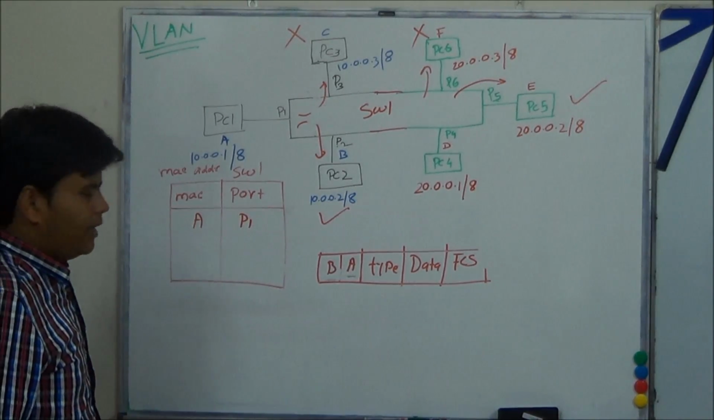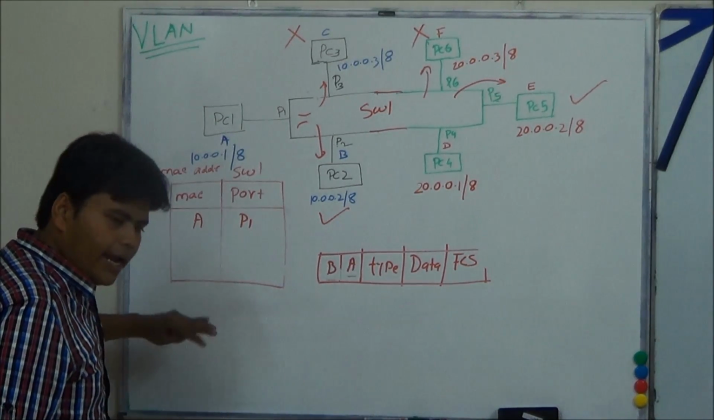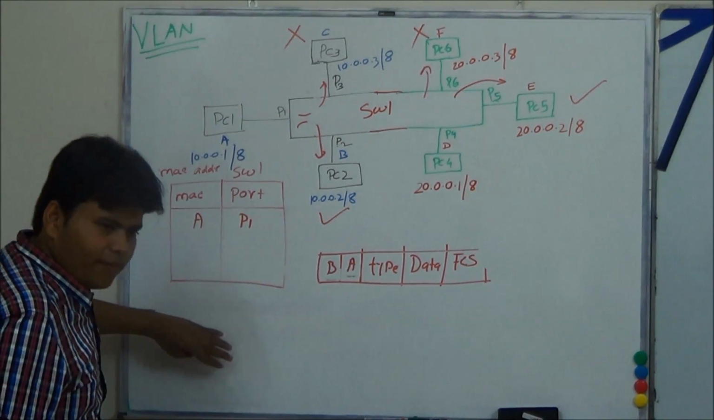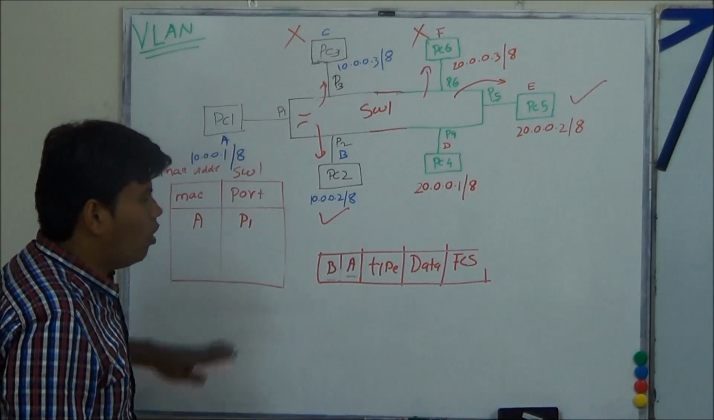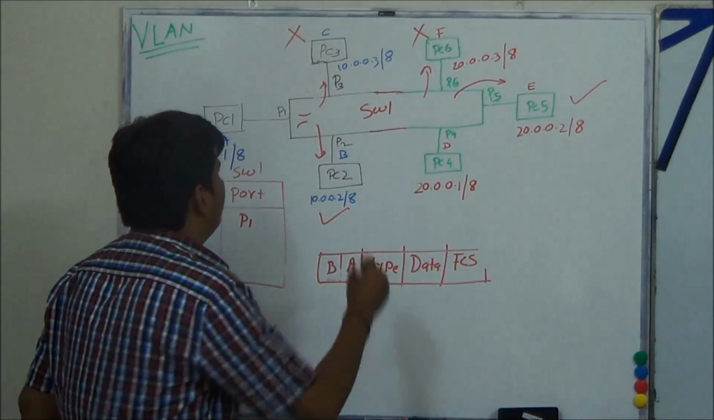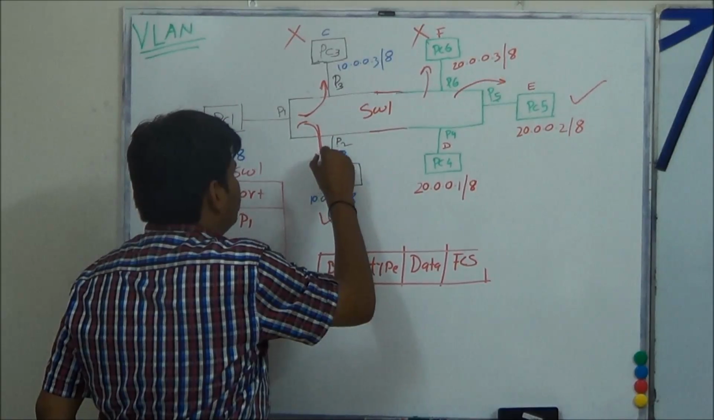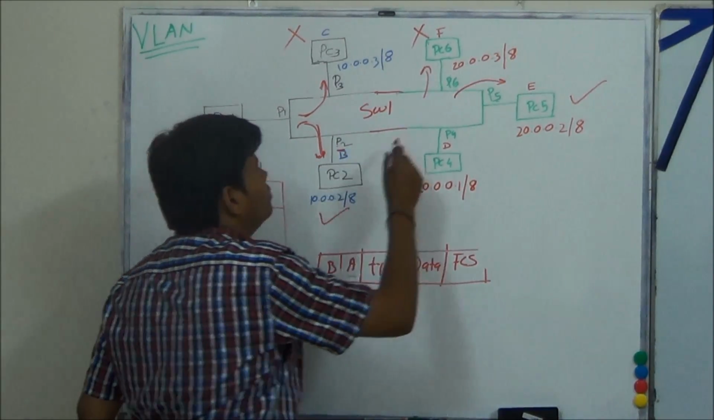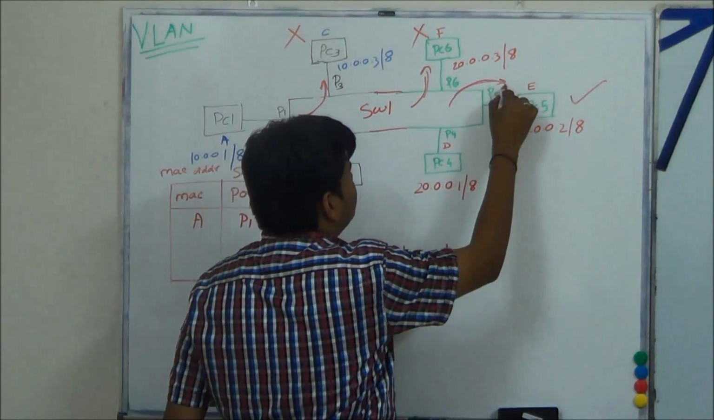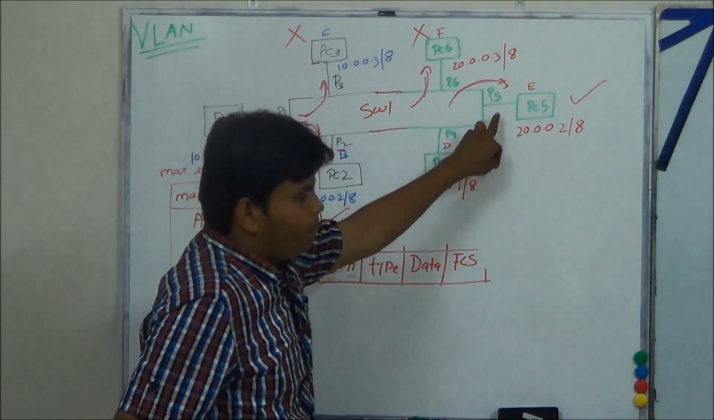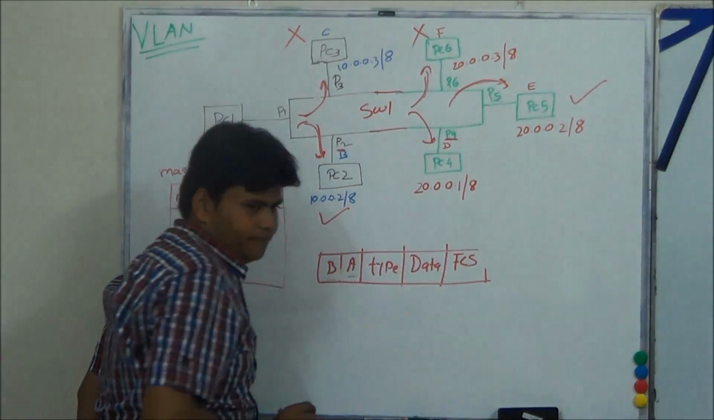And now second step, it checks the destination MAC address B in its MAC address table. Here not present, so it normally floods the frame to all of its ports. It floods the frame towards PC3 through port P3, towards PC2 through port P2, towards PC6 through port P6, towards PC5 through port P5 and towards PC4 through port P4.